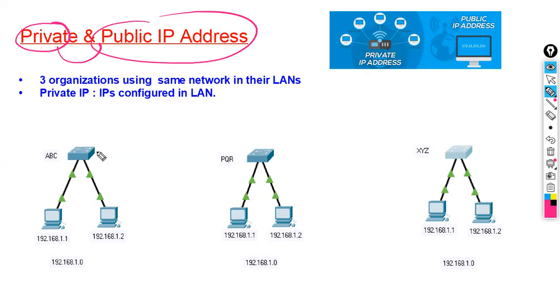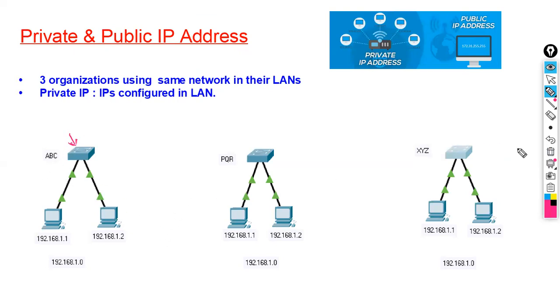Now, guys, let us try to understand the difference between private and public IP address. We'll take an example. If you remember, we have two temporary solutions to save IP addresses, because we are still using IP version 4. They are subnetting and NATing. Remember that? Okay, we will discuss NATing also. We will see what NATing is as well.